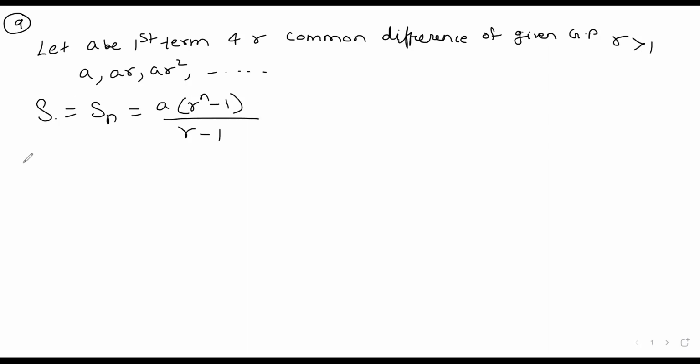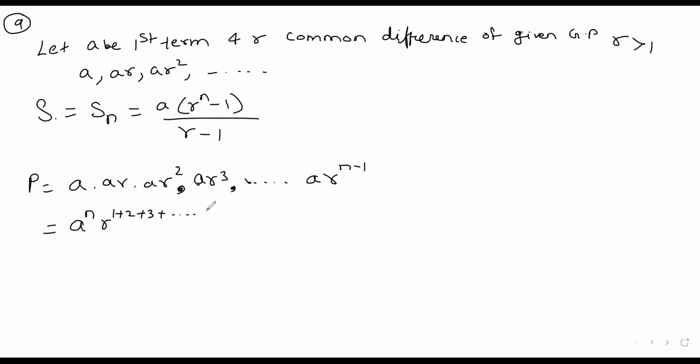Then what is P? P is product of n terms. P is a into ar into ar square into so on up to ar raised to n minus 1. So here a is multiplied n times, so it will be a raised to n, and r into r raised to 2, r raised to 3. So it will be r raised to 1 plus 2 plus 3 plus so on up to n minus 1.